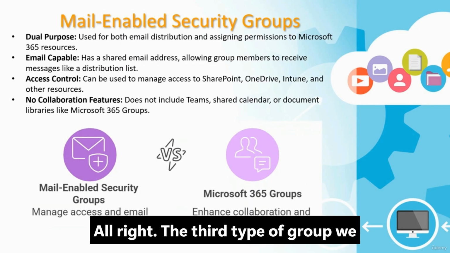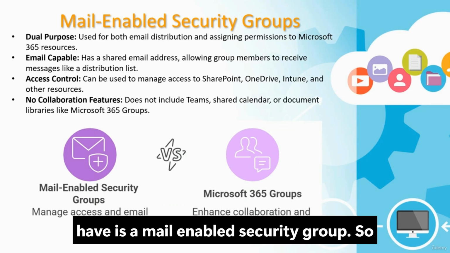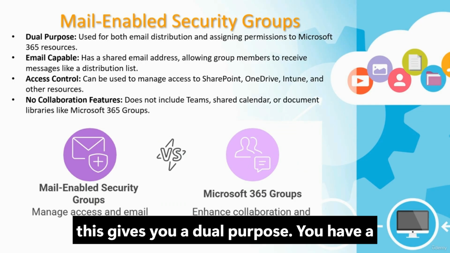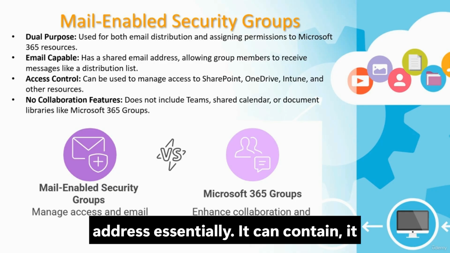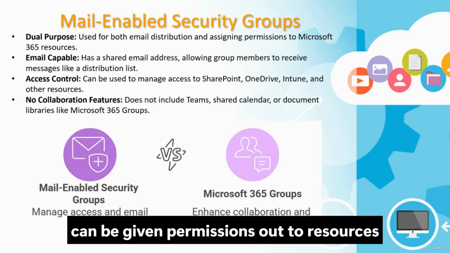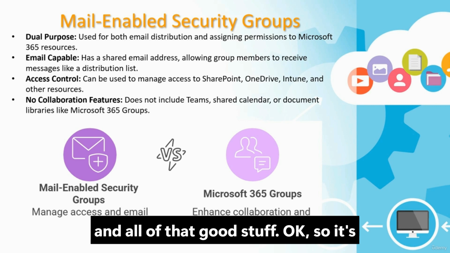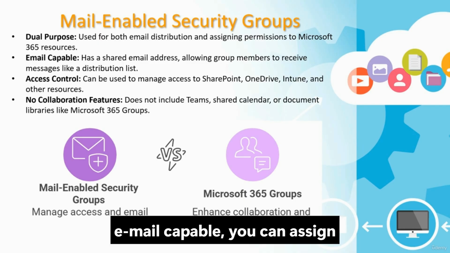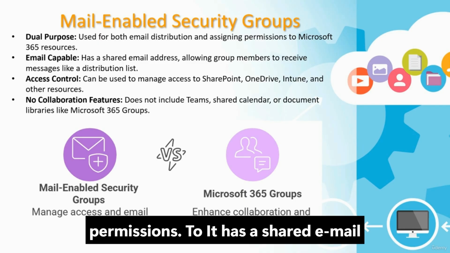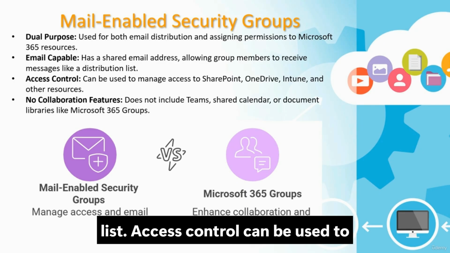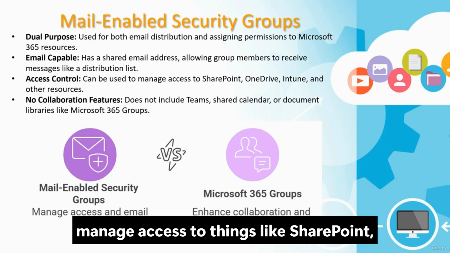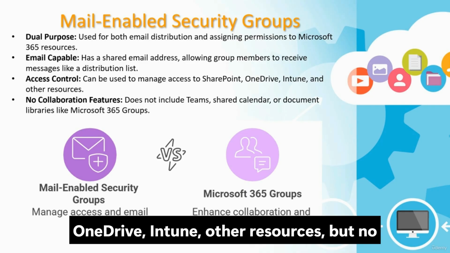All right, the third type of group we have is a mail-enabled security group. This gives you a dual purpose. You have a security group that gets an email address, essentially. It can be given permissions to resources and all of that good stuff. So it's email capable, and you can assign permissions to it. It has a shared email address, allowing group members to receive messages like a distribution list. Access control can be used to manage access to things like SharePoint, OneDrive, Intune, and other resources, but there are no collaboration features.